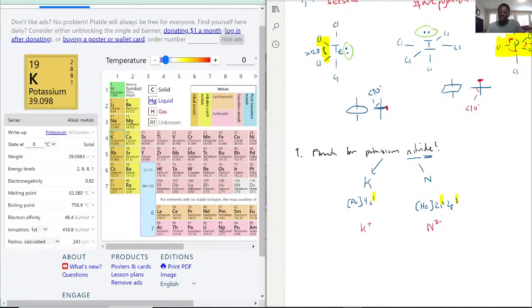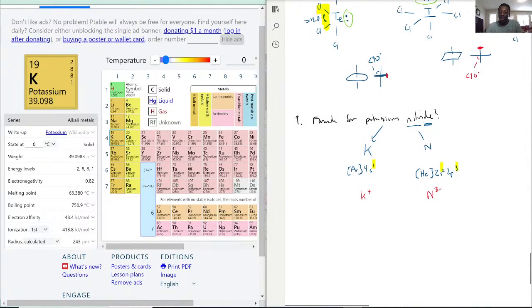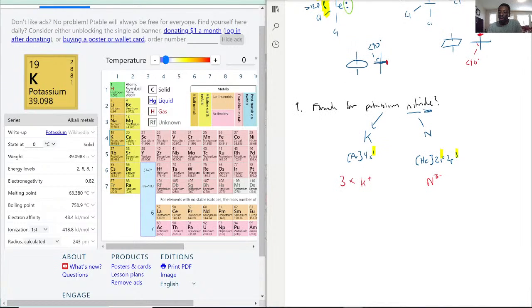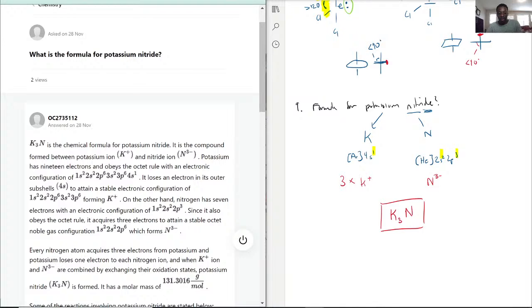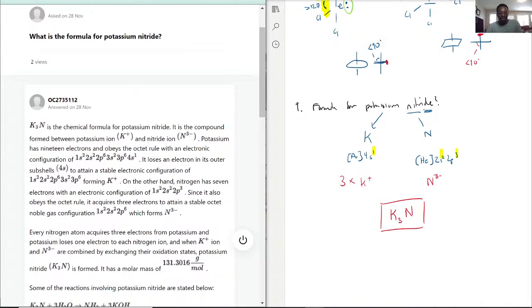For this to be a neutral compound, we need to have the same amount of positive and negative charges. So with that being said, we need 3 of these K's to make up for the 3 negative on the nitrogen. So we have K3N. This is the formula for potassium nitride. So as we look at the answer, K3N is the chemical formula.